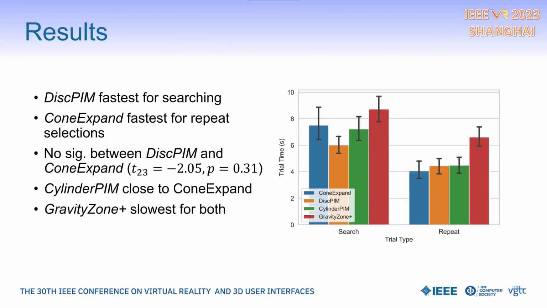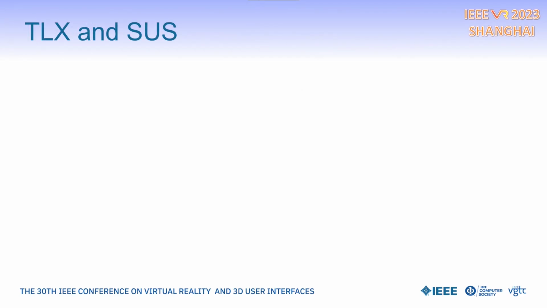For both searching and repeating, cylinder PIM also performed close to cone expand. Gravity zone was the slowest among the compared techniques for both searching and repeating. We believe that such results are observed because the minimap-based techniques preserve the spatial relationships between objects in the environment. But given that they require more steps to select the target objects, we need to check if this comes at a cost of more physical strain on the user.